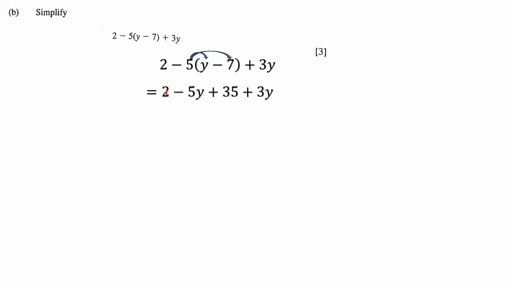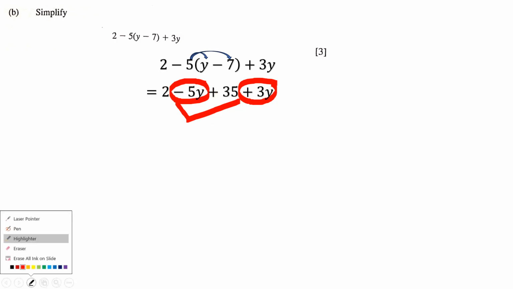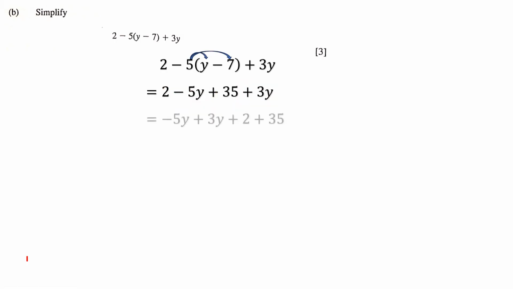And this is 2. Next, we're going to combine like terms. So we know that we have negative 5y and we have positive 3y. So I'm going to bring them together. And I have 2 and 35. So I'm also going to bring them together. And so let's do that. So we have negative 5y plus 3y. And we have plus 2 plus 35.